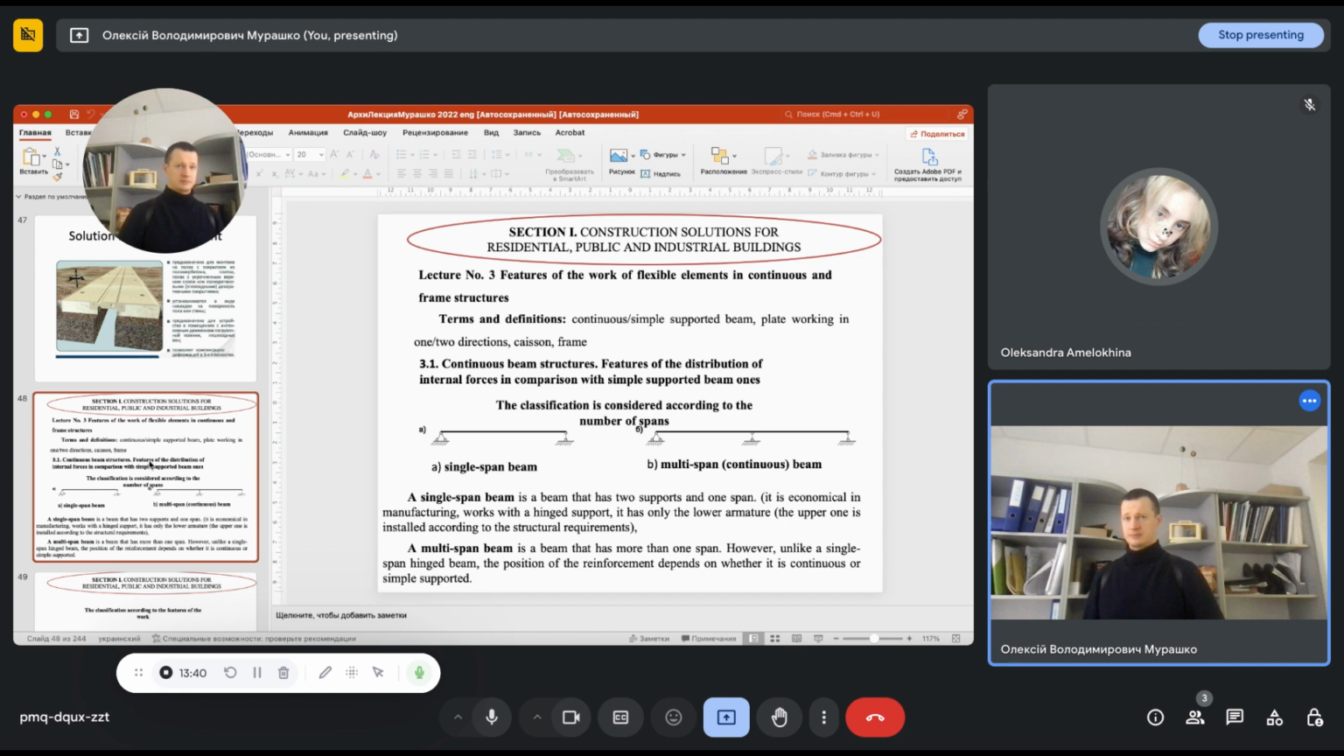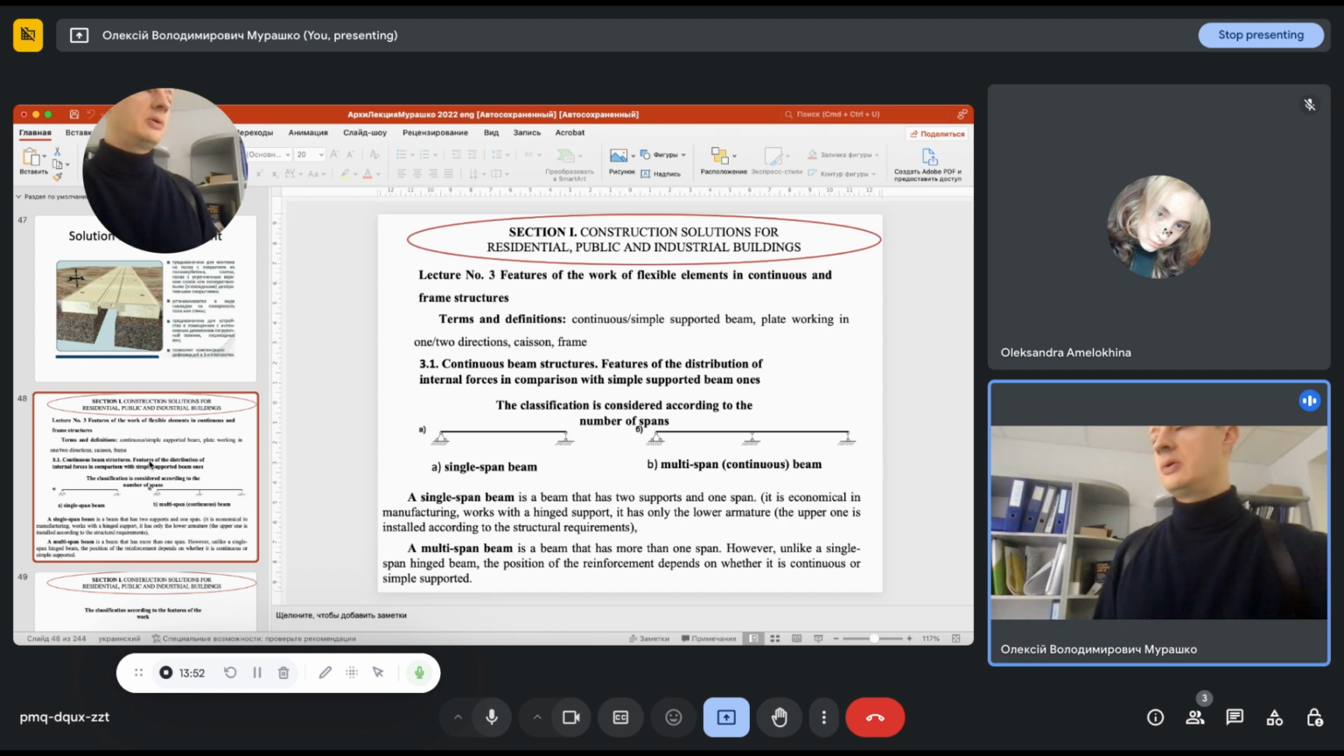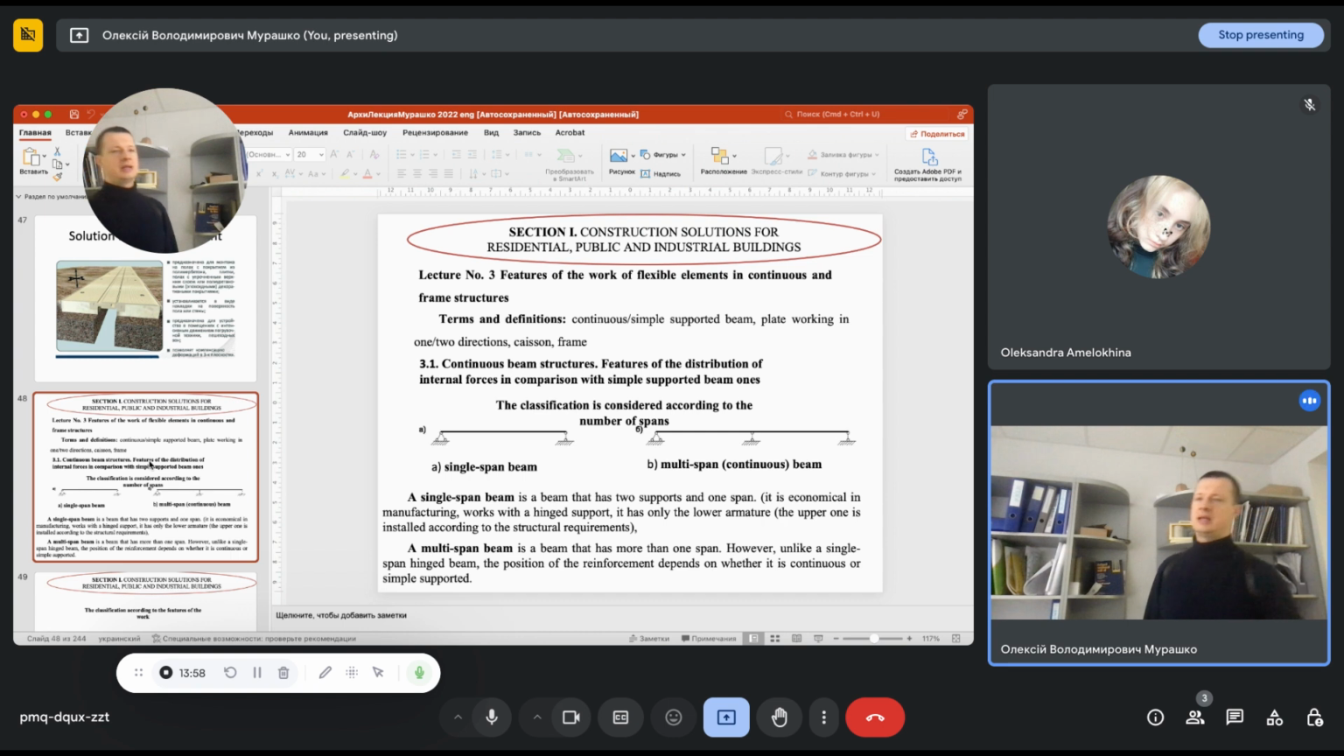It's called the features of the work of flexible elements in continuous and frame structure. So right now I will explain to you a few main principles of work of various bending elements, which is very important for you as a future architect.